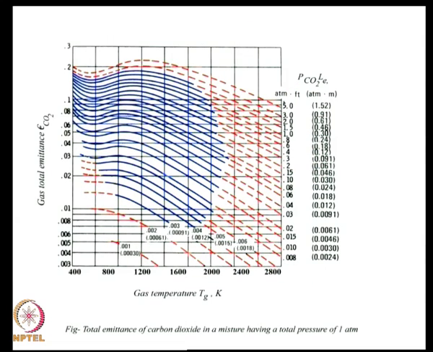Here is the emissivity of carbon dioxide as a function of gas temperature, I am sorry, total emissivity, and these are various path lengths, starting from 0.01 to 0.006. And you can see that there is a region where the emissivity is not varying much, but there is another region where emissivity is falling fairly rapidly.